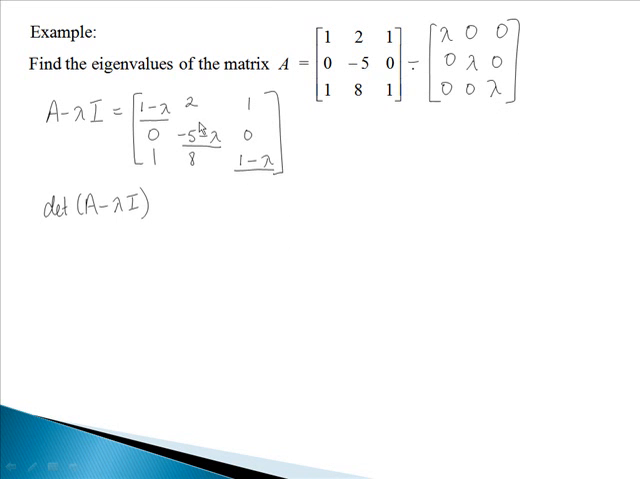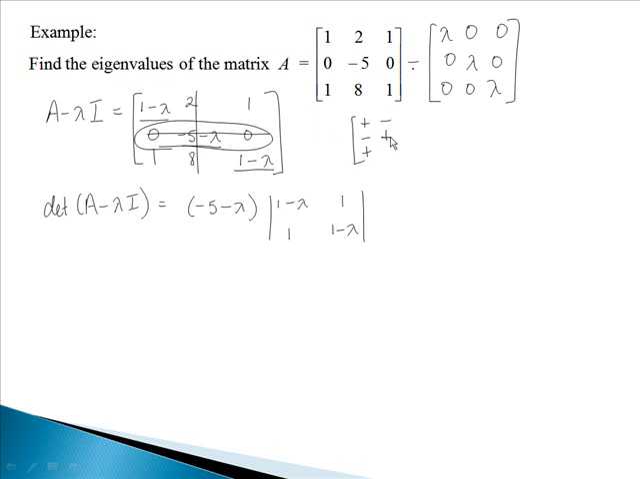So this middle row has some zeros on it, so that's going to be the easiest one to look at. And so we will pull out our middle coefficient. So we're going to be multiplying negative 5 minus lambda. We're going to eliminate that row and that column. So then we're left with a matrix that is 1 minus lambda, 1, 1, and 1 minus lambda. And remember, if we did our matrix of signs, we have plus, minus, plus, minus, plus, minus. So our middle term is going to be positive.